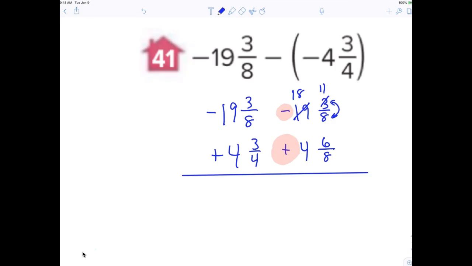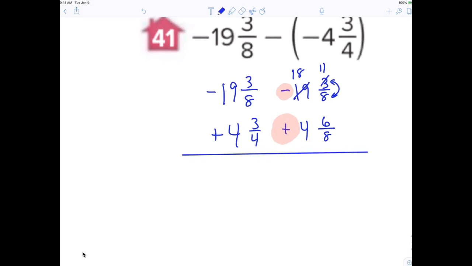When you're borrowing, you add 1. And when you add 1, it's the same as adding 8 over 8. And 8 over 8 plus 3 over 8 is 11 over 8. Now can I continue the subtraction? Yes. So what's 11 minus 6? 5. What's the denominator? 18 minus 4. Now I have to go back and double check myself. Is it positive or is it negative? Negative. Come on, guys.